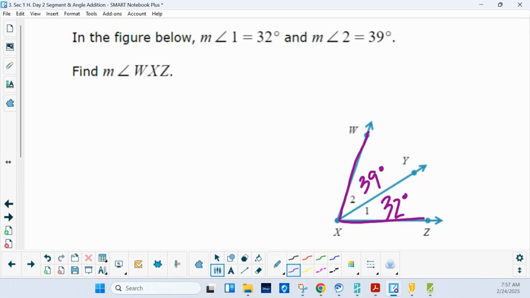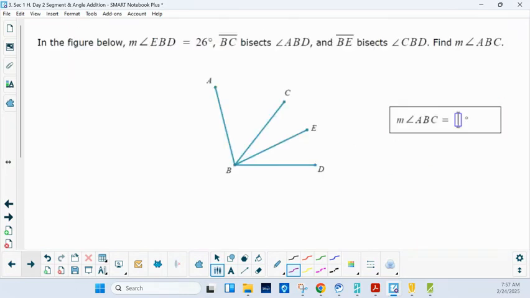Our job is to find the measure of angle WXZ, so the whole thing. So just combine them. What would be the measure of angle WXZ? 71. Yes, 71. Just add them together and you can find the whole measure of angle WXZ.